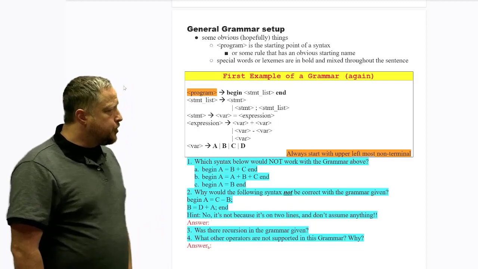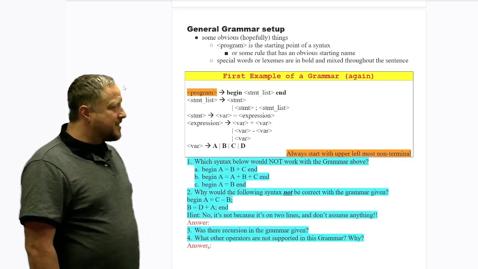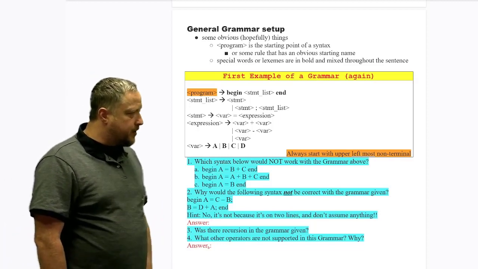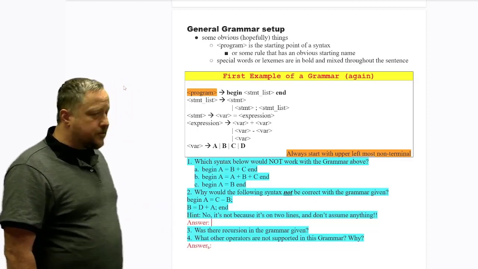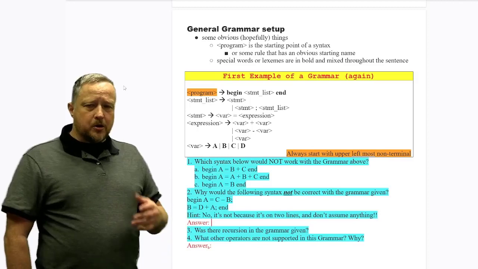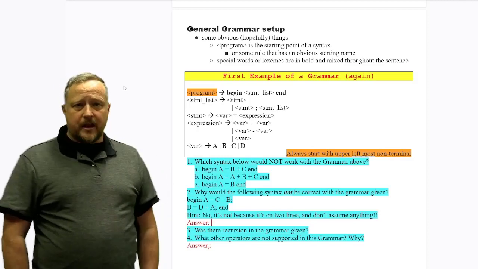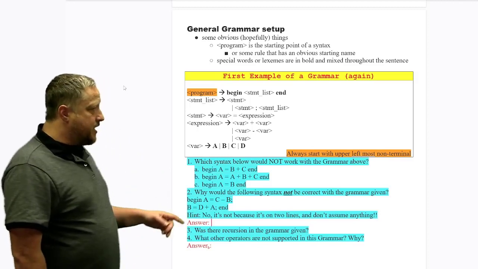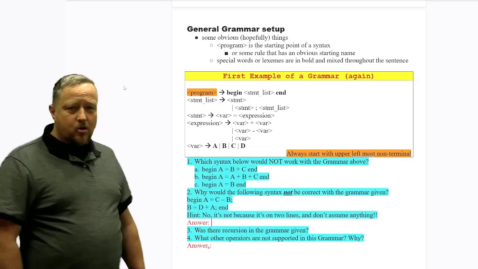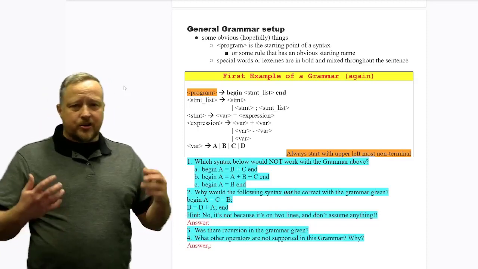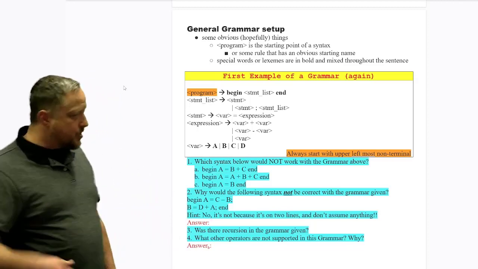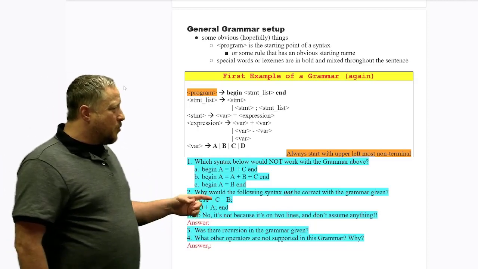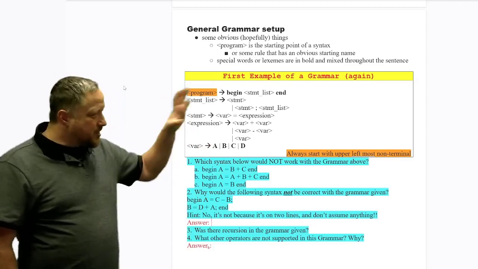Number two, why would the following syntax not be correct with the grammar given? And then again, the hint is, no, it's not because it's on two lines, and don't assume anything. The don't assume anything is really meant for you and me. The reason is that second semicolon at the very end of it. You and I are so used to using semicolons to end things here and there with C++, Java, whatever, that we can't do that. It's just not in the grammar.